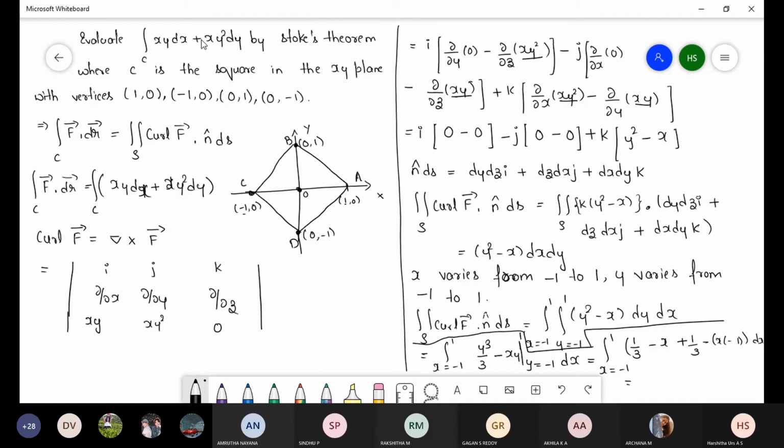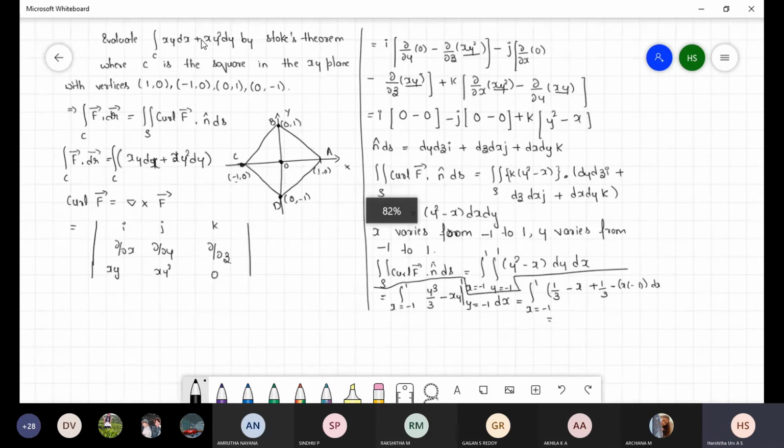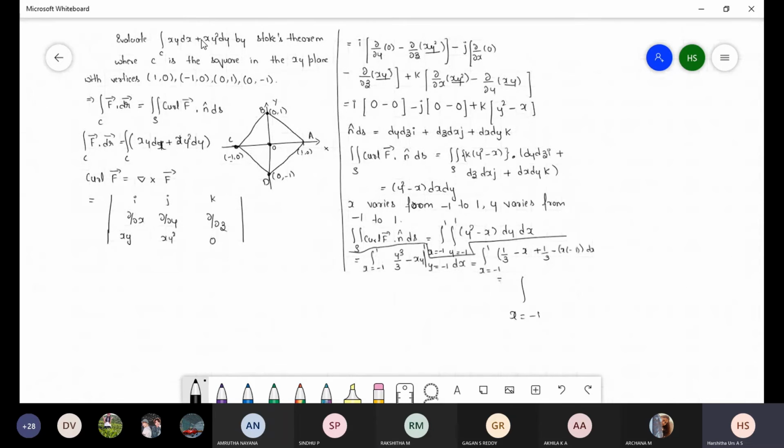So we get here x is equal to -1 to 1. 1 by 3 plus 1 by 3 is 2 by 3 minus x, minus into minus plus x.